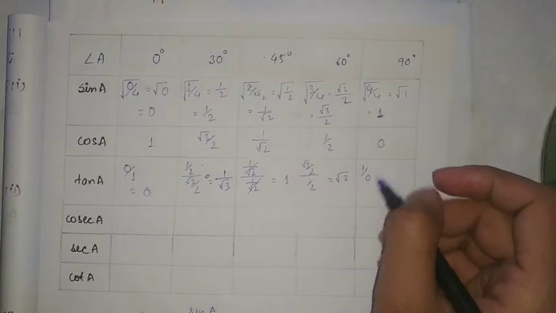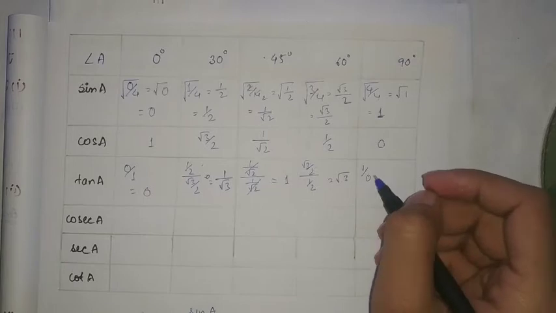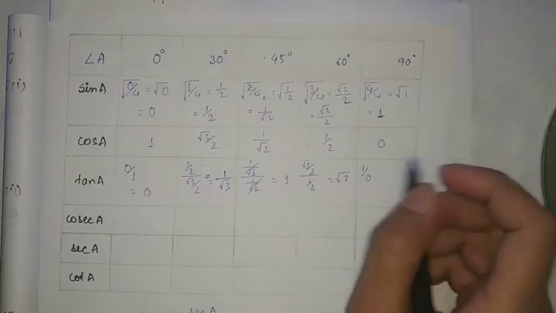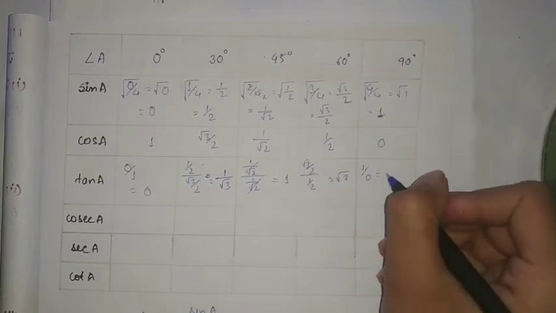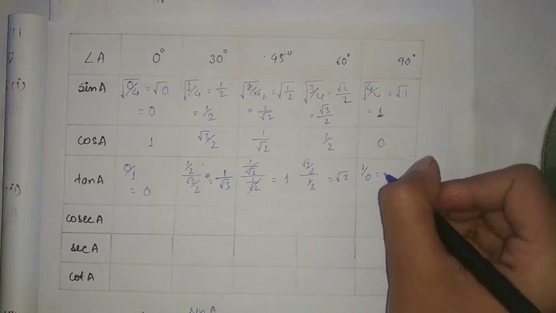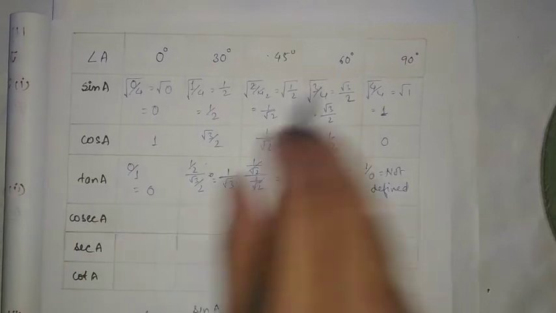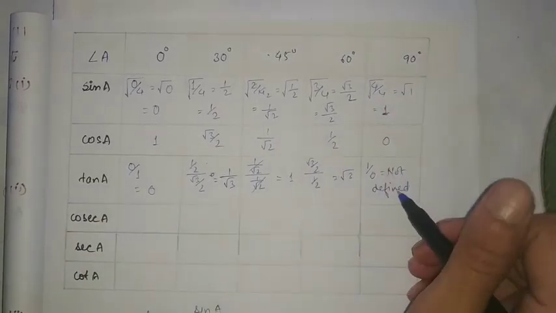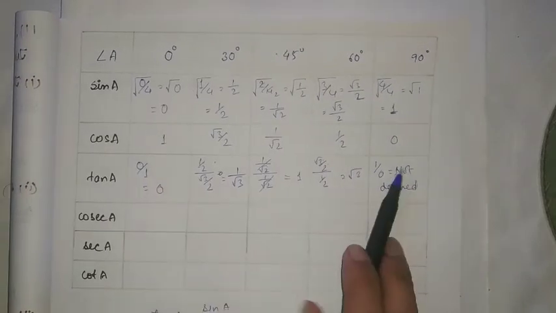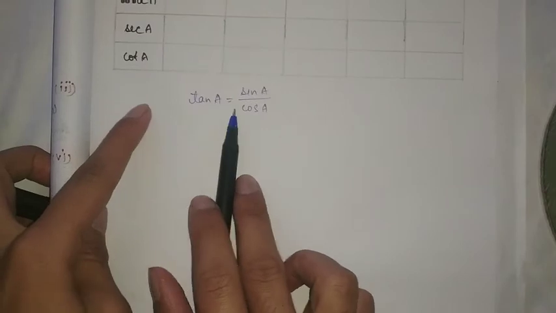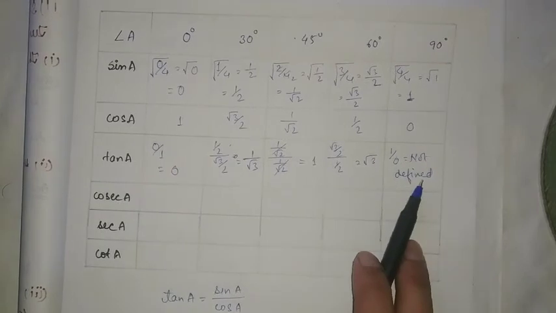Can anyone guess the value of 1 by 0? Is there any number which we multiply by 0 to get 1? No, there is no such number. So the value of 1 by 0 is not defined, and hence the value of tan 90 degree is not defined. So see, very simple. To write the values of tan A, we just need to remember this simple formula: tan of A is equal to sine of A divided by cos of A.